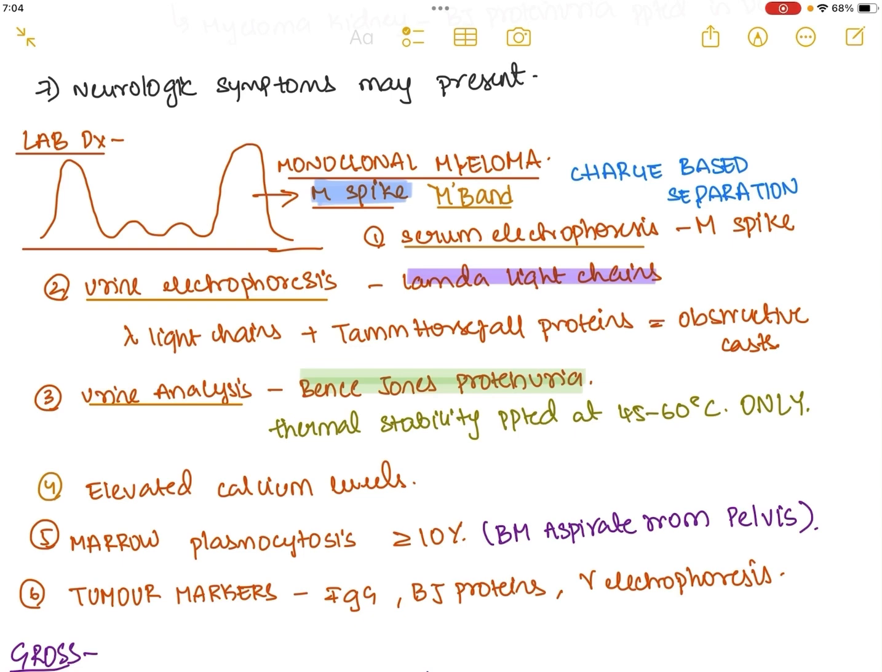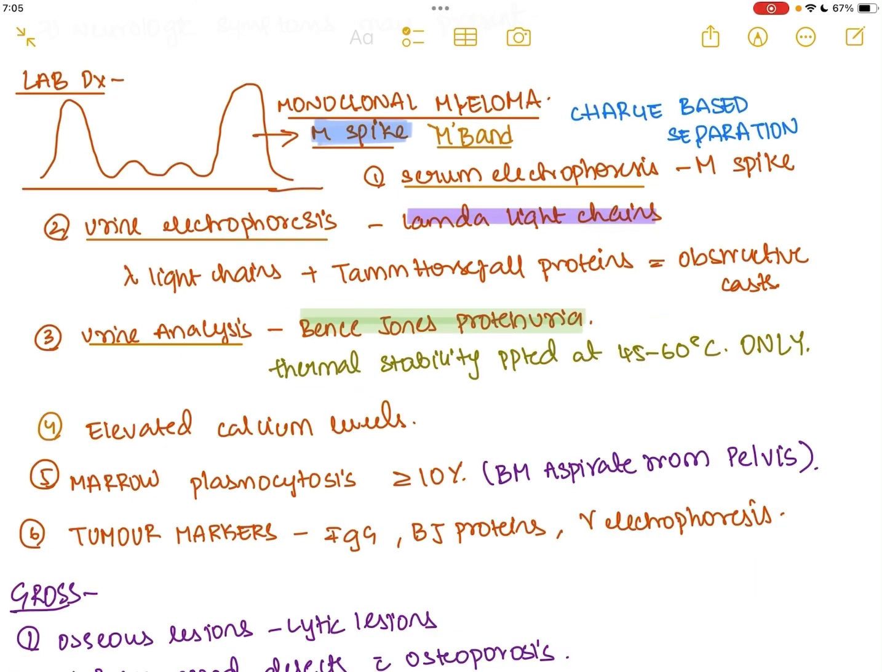And one point you have to remember with respect to Bence Jones proteins is the thermal stability of Bence Jones proteins. So what is happening here? When you heat it or cool it, from the temperature 45 degrees to 60 degrees, these Bence Jones proteins get precipitated. So above 60 degrees, no precipitation, below 45 degrees, no precipitation, but in between 45 degrees to 60 degrees, these Bence Jones proteins are precipitated. And also elevated calcium levels can be seen.